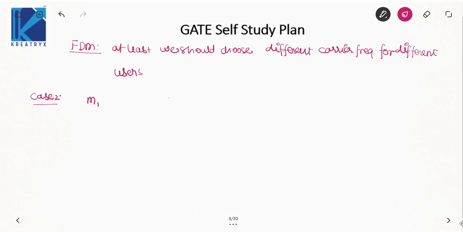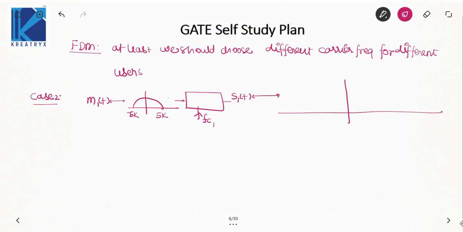In case 2, this was our message signal M1(t), and it has spectrum like this, minus 5K to 5K. Now once it is modulated, this time I am assuming that carrier frequency FC1 is different from FC2 and FC3, so we will get the modulated signal, and the modulated signal will have spectrum which is shifted version of message signal, and this shifting will be done at the frequency of FC1. So this will be FC1 plus 5K, this will be FC1 minus 5K.